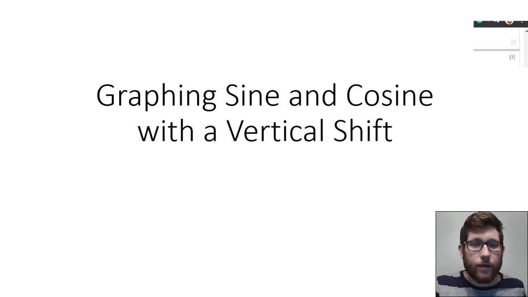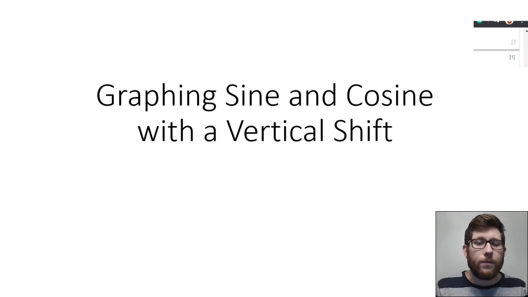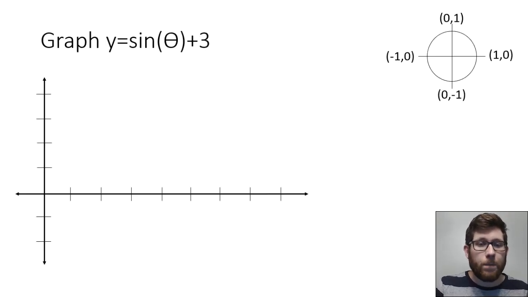Alright guys, we're going to take a look at graphing sine and cosine, and so far we've done amplitude. That's a vertical stretch where we take the graph and we stretch it vertically. Today we're going to look at a vertical shift, which is different. That's where we take the graph and we don't stretch it at all, we just move it up or down. So we're going to graph sine and cosine with a vertical shift here today.